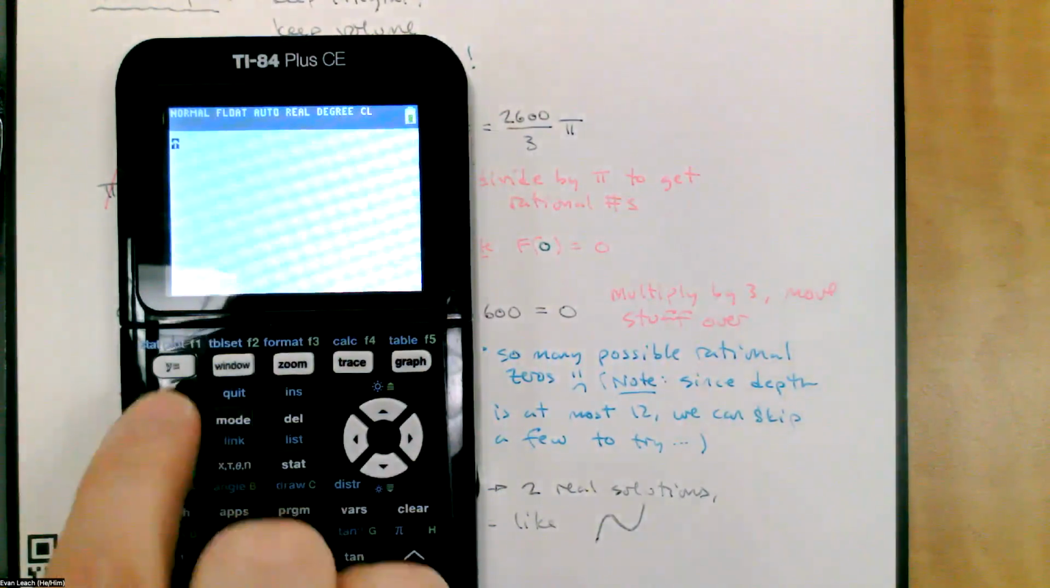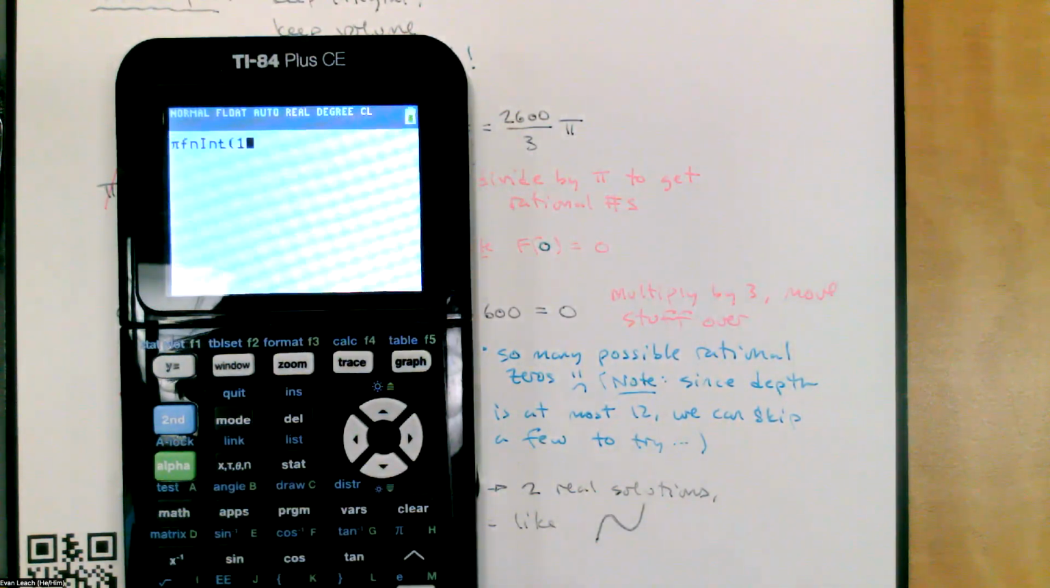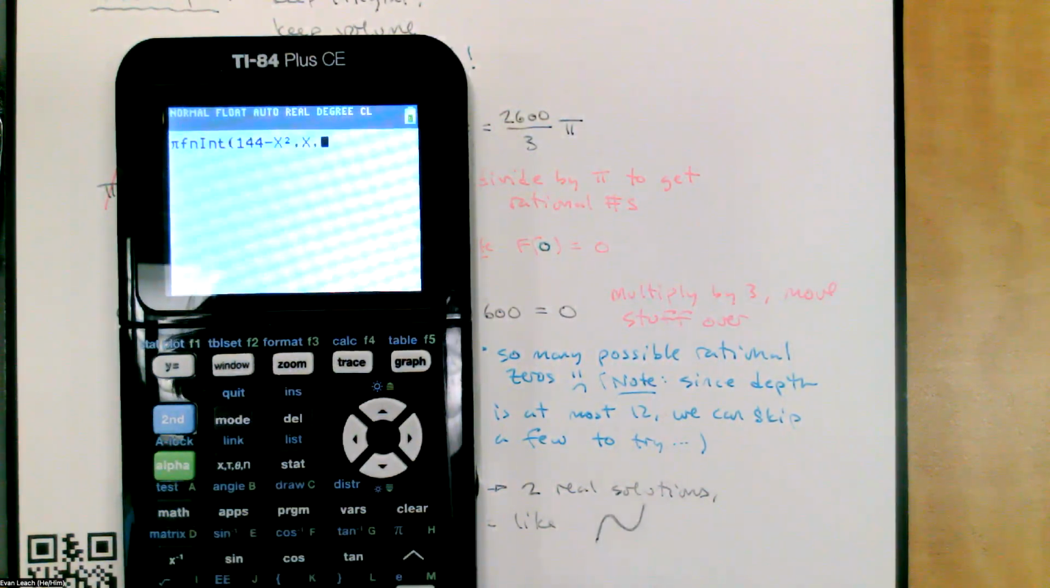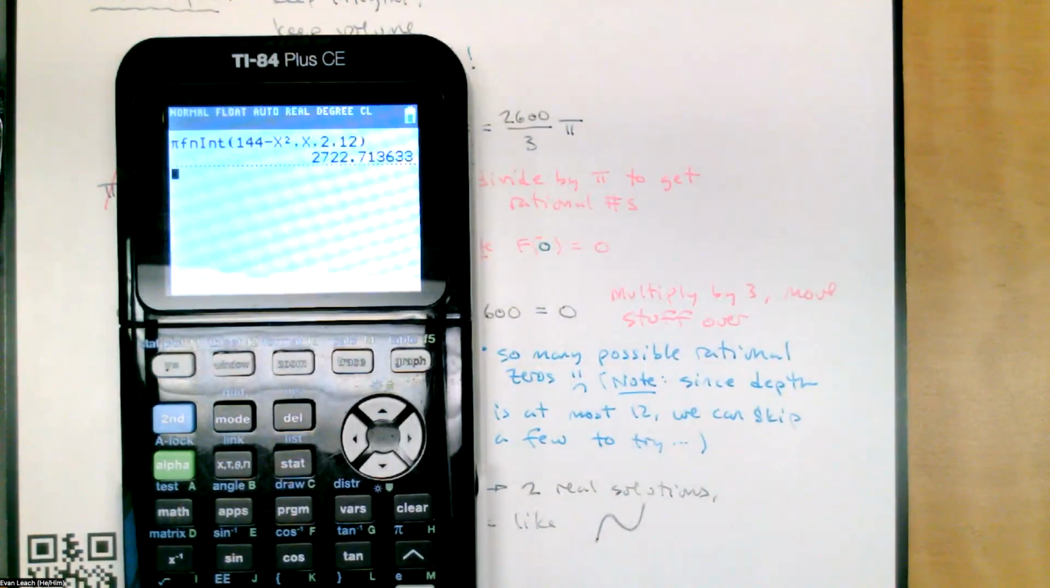So first, I'm going to get my original value back. I've got the integral of 144 minus x squared with respect to x from 2 to 12. This is what we're aiming for: 2722.7. That's where we want to land. But we want to get there from the other direction. Instead of going from 2 to 12, I want to go from 0 to some other depth.